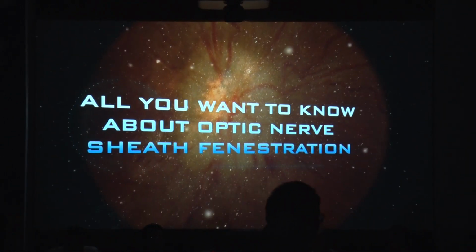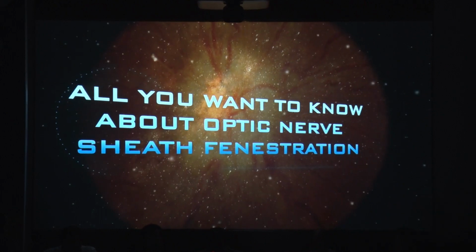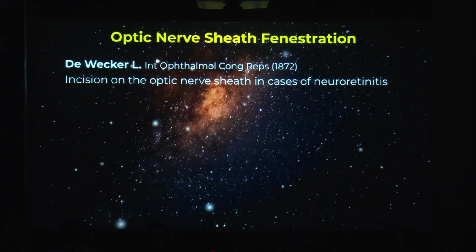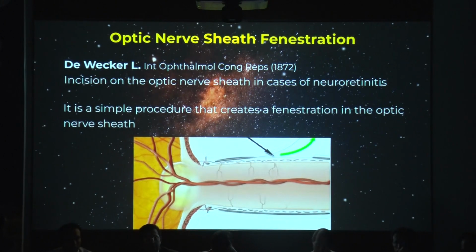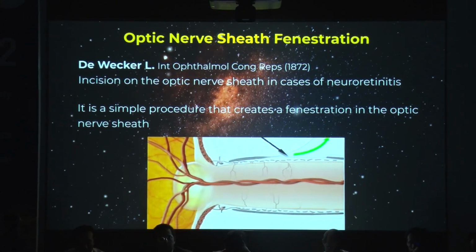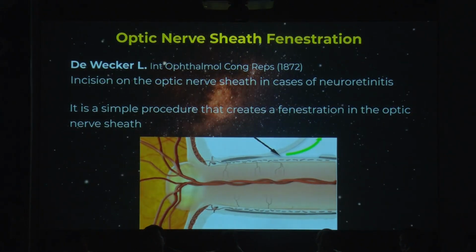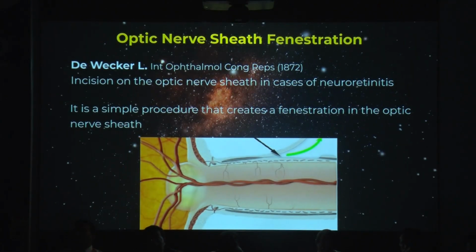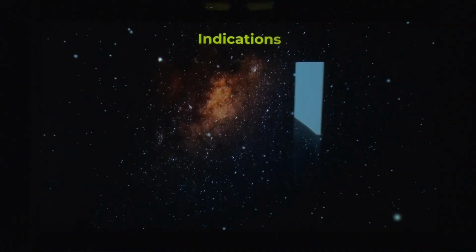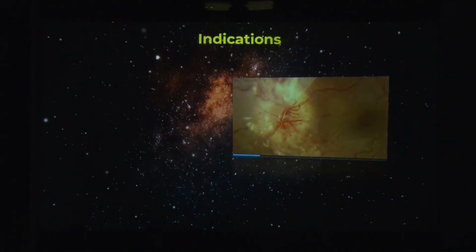All you want to know about optic nerve sheath fenestration. It was introduced by D. Wecker for neuroretinitis. It's a simple procedure that creates a fenestration in the optic nerve sheath whereby the target organ, that is the eye, is spared of the pressure-related effects by creating a diversion. So when is ONSF indicated?